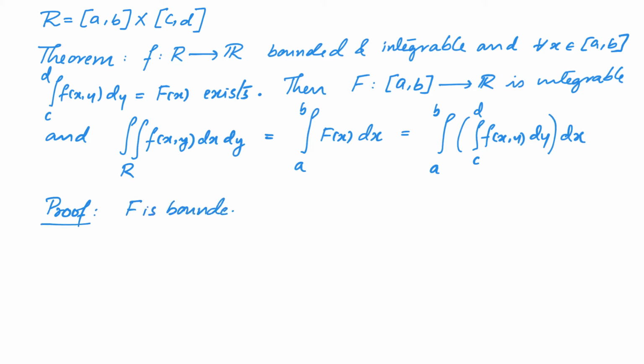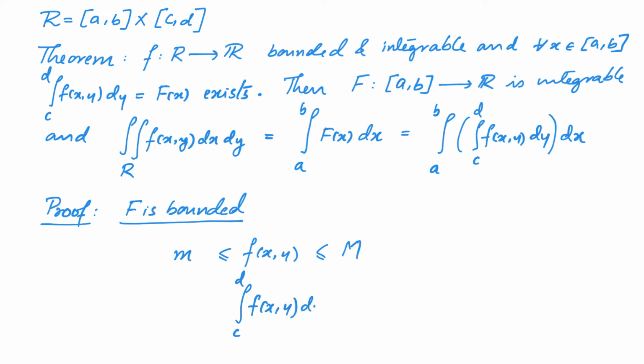First, we will prove that capital F is bounded, which is necessary for capital F to be integrable. As small f is bounded, we can find capital M and small m such that f(x,y) is less than or equal to capital M and greater than or equal to small m. Therefore, integrating this from c to d, we get that the integral from c to d of f(x,y) dy is less than or equal to the integral from c to d of capital M dy and is greater than or equal to the integral from c to d of small m dy.